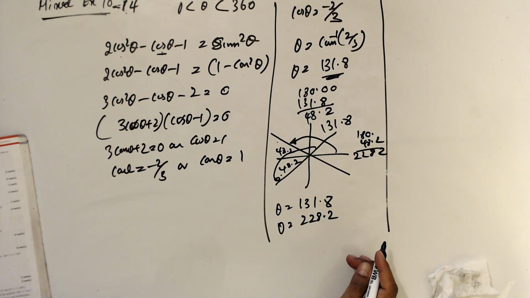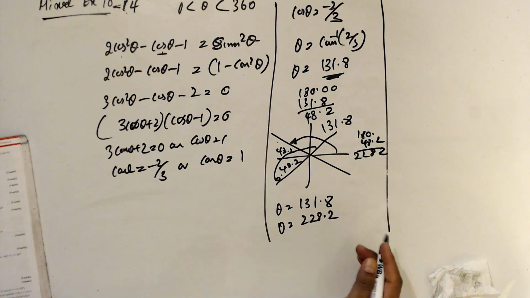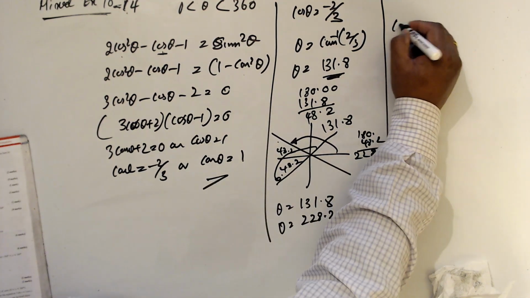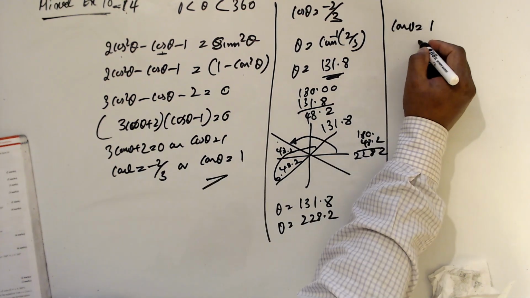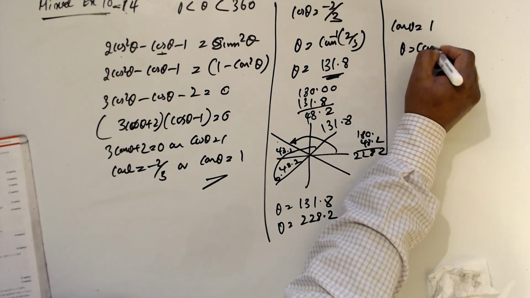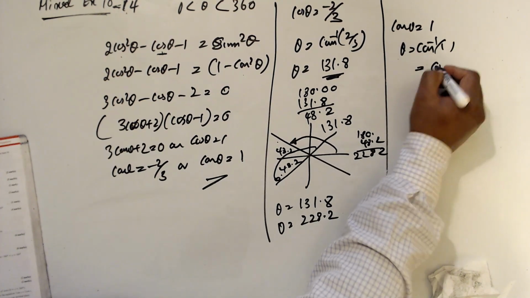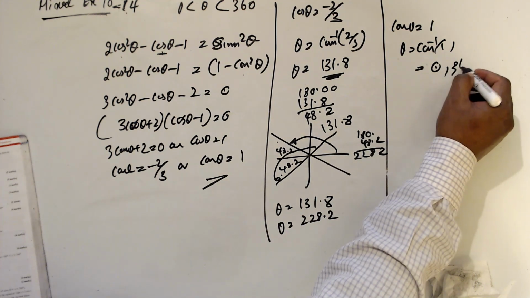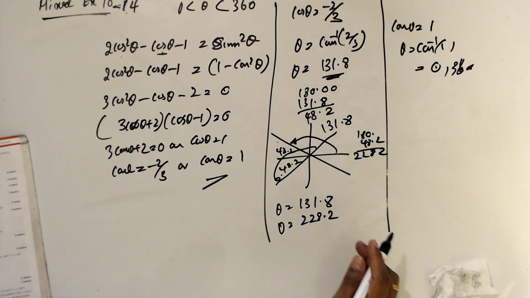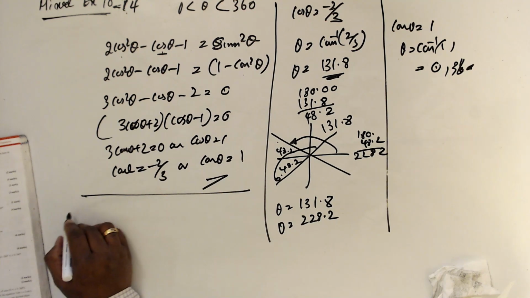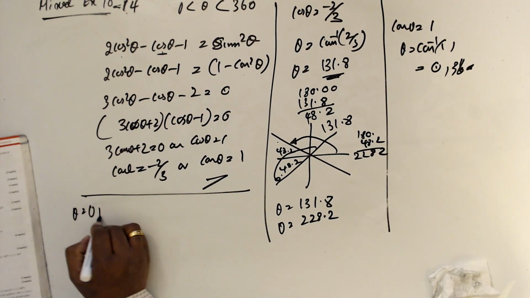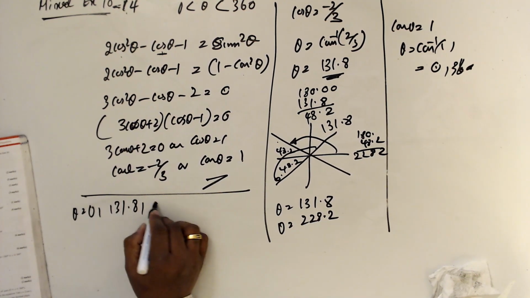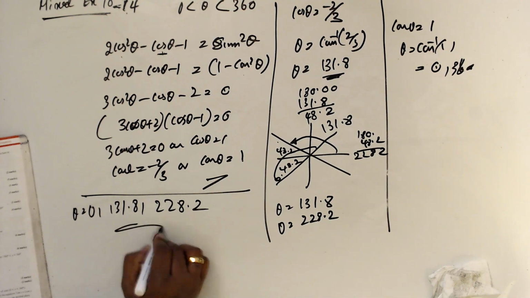The other answer is cos theta equals 1, theta equals cos inverse 1, which is 0, and if you look at the graph, the other one is 360. Then the final answer for this one is theta equals 0, 131.8 and 228.2.